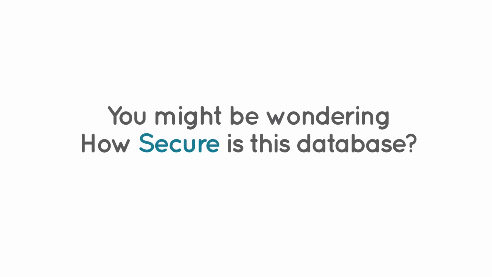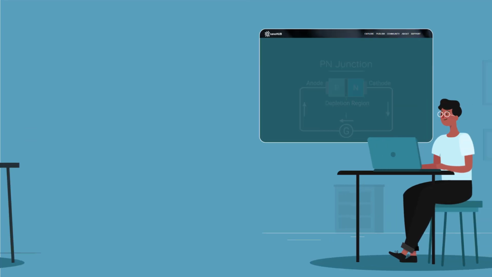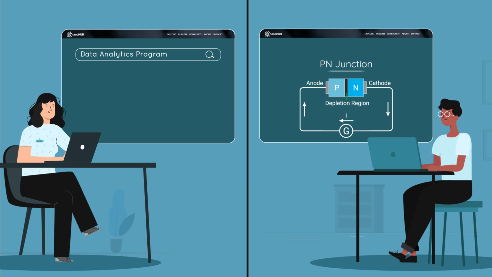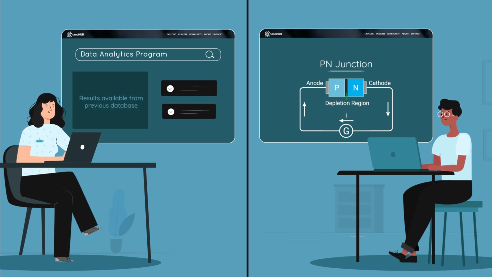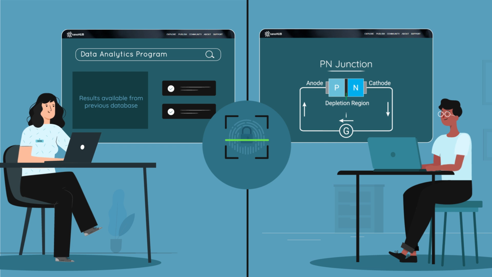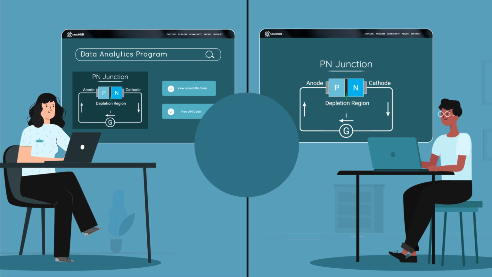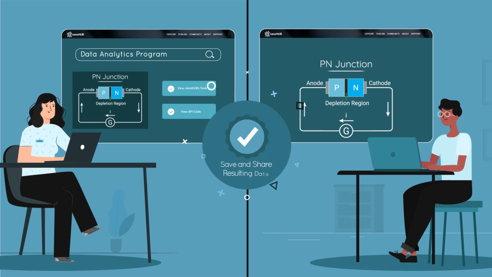You might be wondering, how secure is this database? Rest assured, the identities of Bruce and Daria are shielded from each other and from the nanoHUB community entirely, as are the traces of their activities. Only the resulting data are made public as part of the database, and then only if Bruce or Daria opt to allow nanoHUB to save and share it.